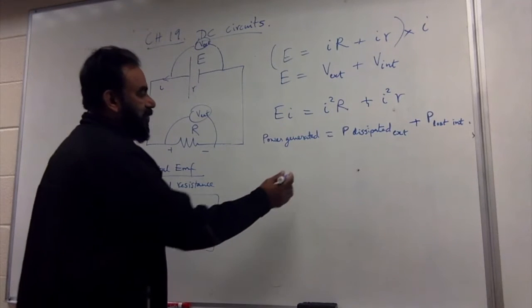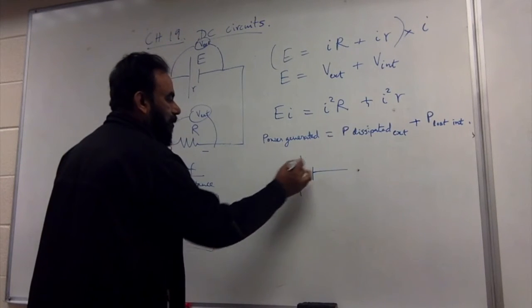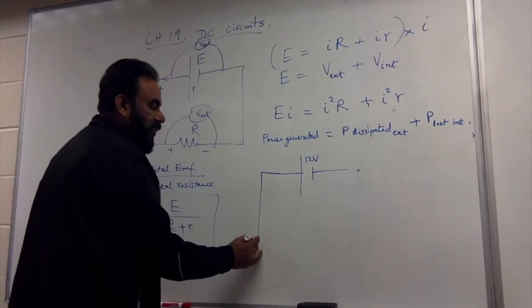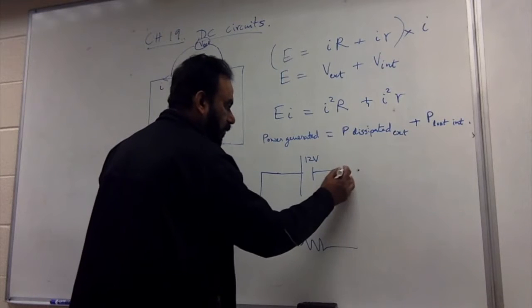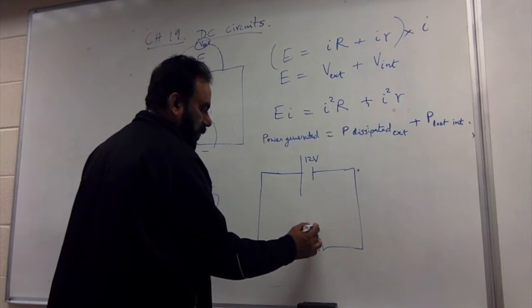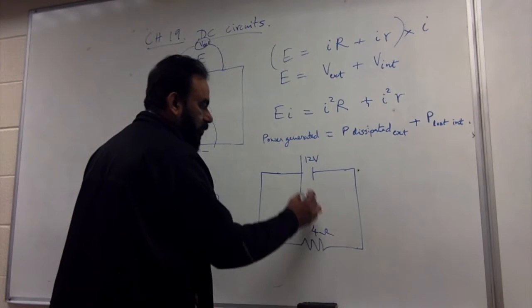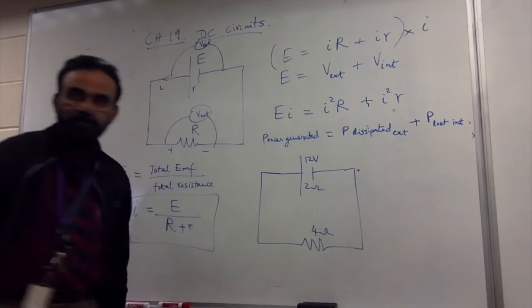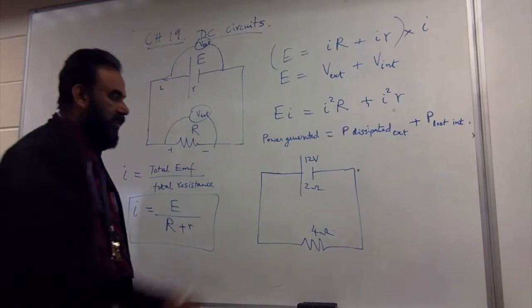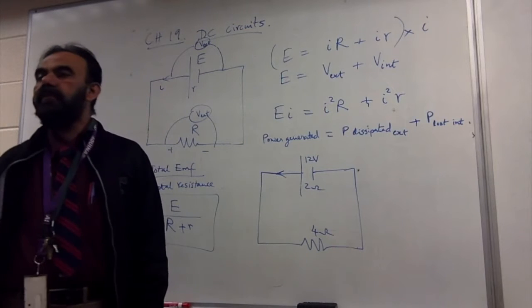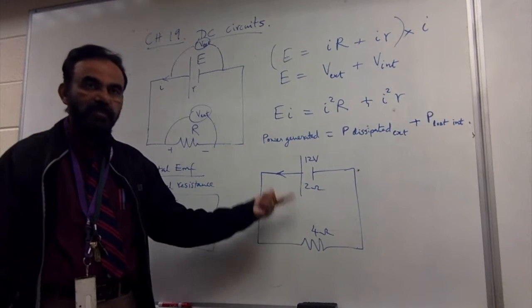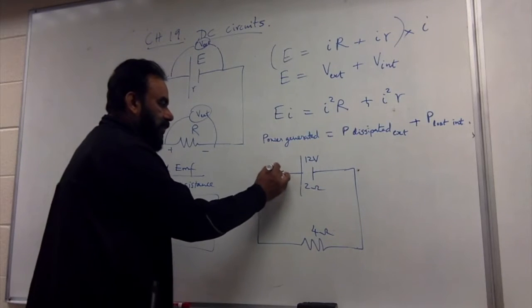To give an example, let's say you have a 12-volt battery connected to a resistance of 4 ohms and the internal resistance is 2 ohms. If the internal resistance is 2 ohms and the external resistance is 4 ohms, what is the current here? 12 divided by the total resistance, which is 6, so there's 2 amperes.